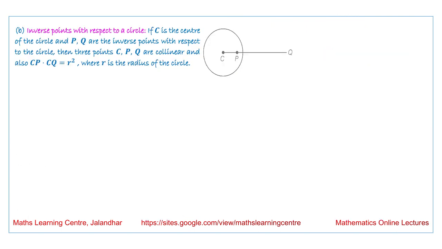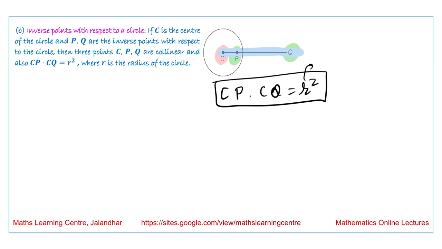Next definition we have is the inverse points with respect to a circle. Suppose we have a circle with the center at C and the radius of this circle is R. Then two points P and Q are said to be inverse points with respect to a circle when these points C, P and Q are collinear. That is the first condition. The second condition is that CP into CQ should be equal to R square, where R is the radius of this circle.